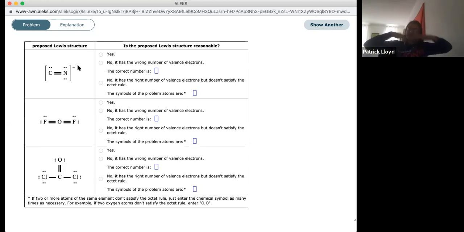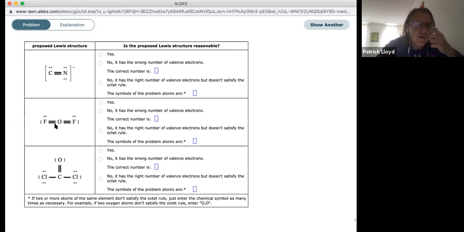So you've got to have that periodic table. Carbon, group 4A, 4. Nitrogen, group 5A, 5. Negatively charged, add 1. If it was negative 2, you would add 2. So that's 10. Let's count up. Do you have 10? 2, 4, 6, 8, 10. So it's not a problem with the number of valence electrons.